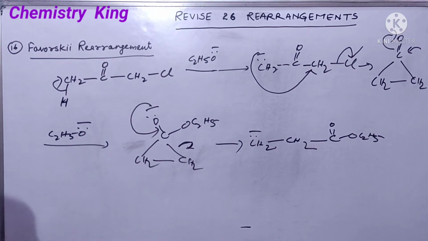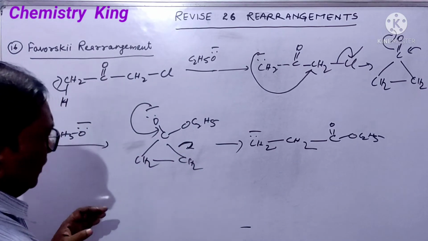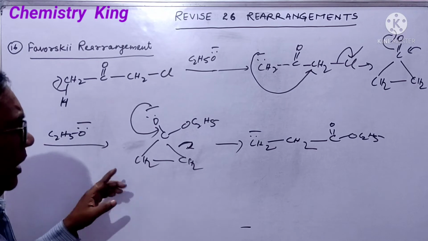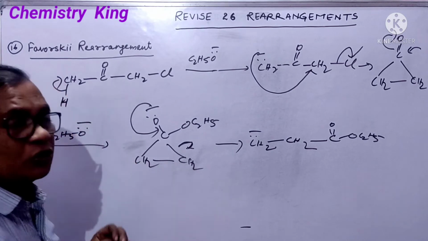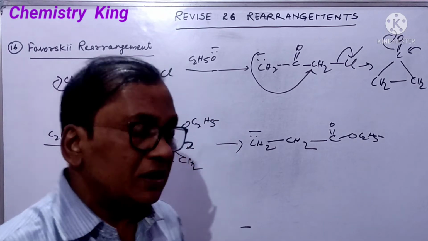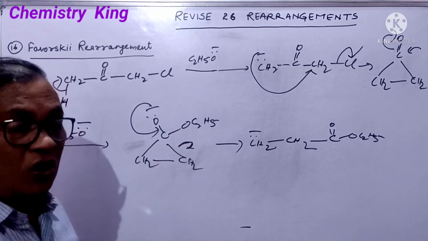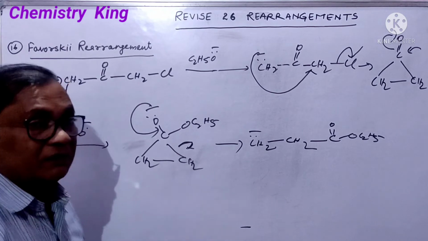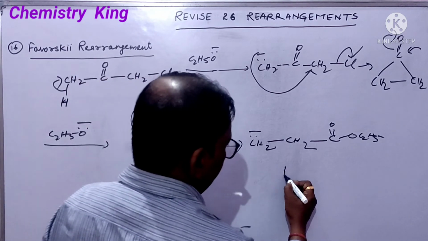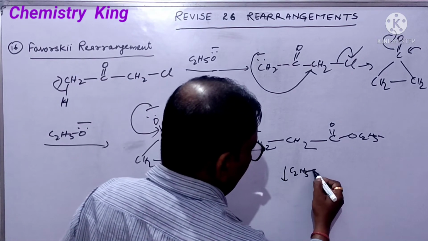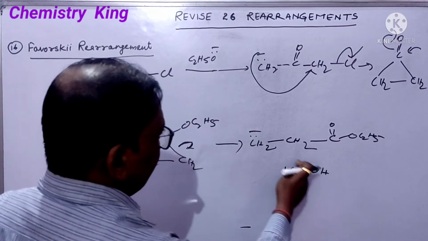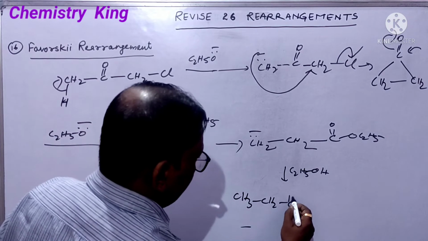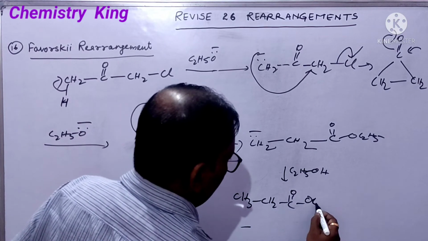Okay. Now friends, if this bond breaks, negative charge will be here. Here these two positions are equivalent. If these two positions are not equivalent, then you have to decide which carbanion will be more stable. And here ethyl alcohol will supply H plus, and you will get CH3CH2C double bond O, OC2H5.